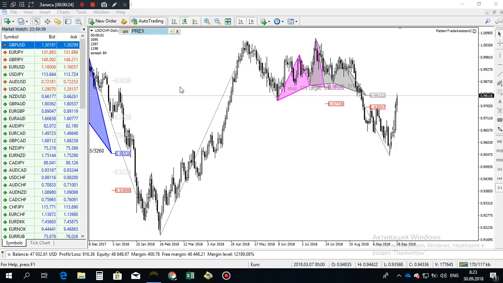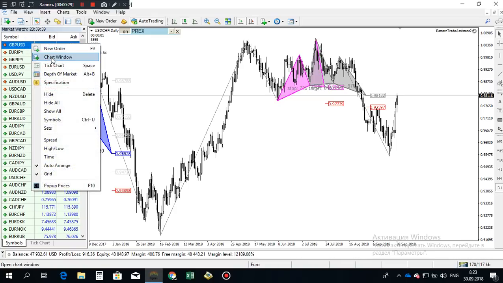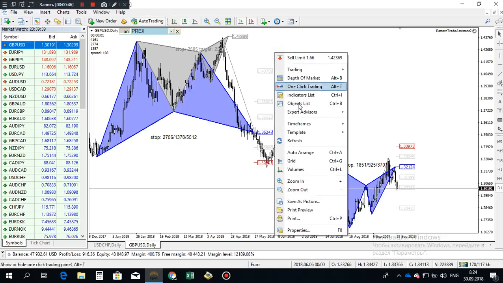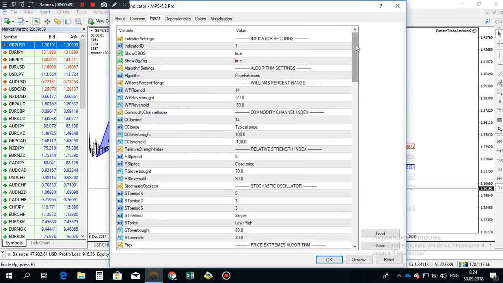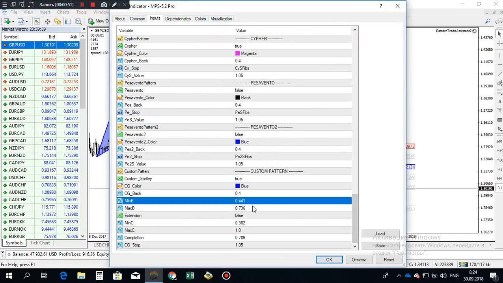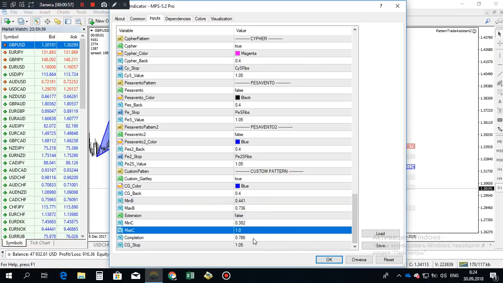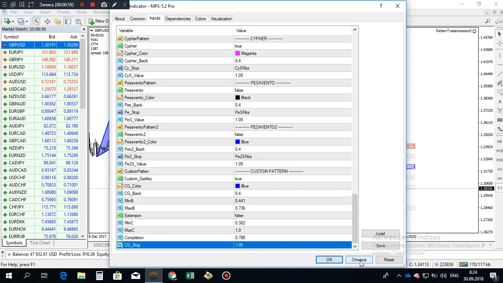Okay, let us start. The first pair for today is pound dollar. Open the chart. By default, it already runs the MPS5 pattern recognition software, and it has these patterns: cipher, butterfly, and custom pattern. A custom pattern is a unified Gartley. It is the pattern that I have created, and the details for that pattern are these. So 44.1, 73.6 is the B point, and the C point is standard, and the completion to invalidation is pretty standard for a Gartley pattern.